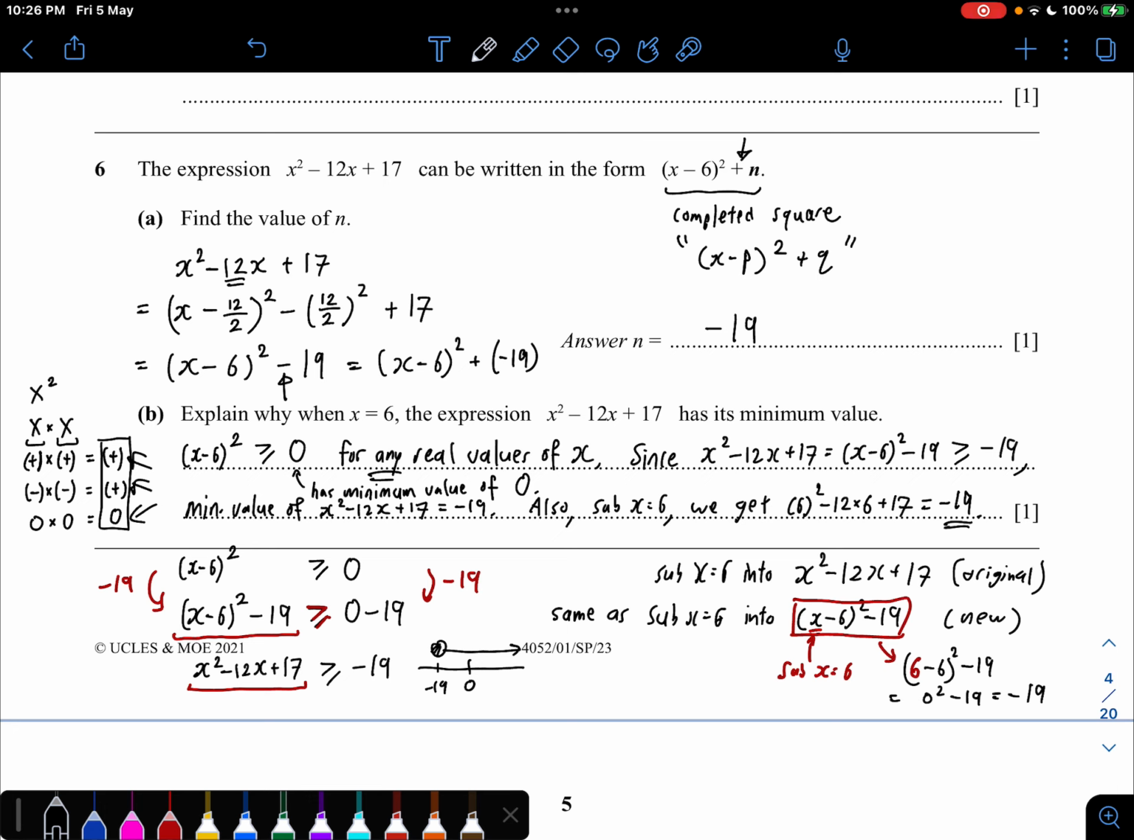Yeah, so that's why when you substitute x equal to 6, you get the minimum value. When x equal to 6, this guy becomes its minimum, 0. You subtract away 19, you hit the minimum value of this resulting expression.